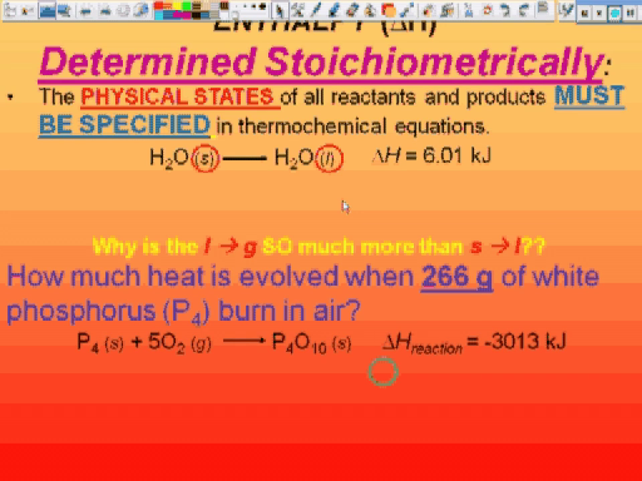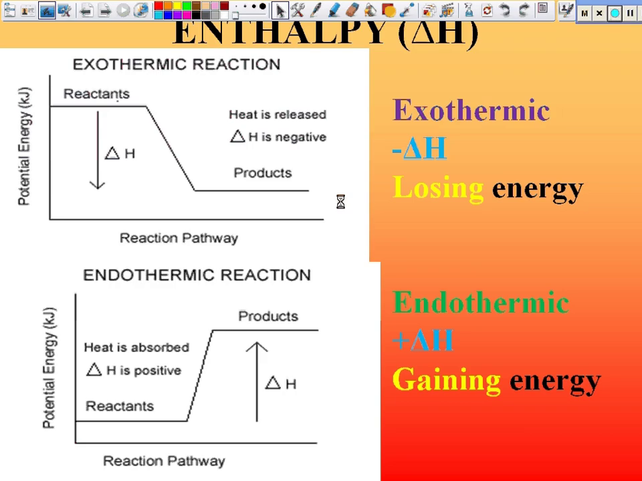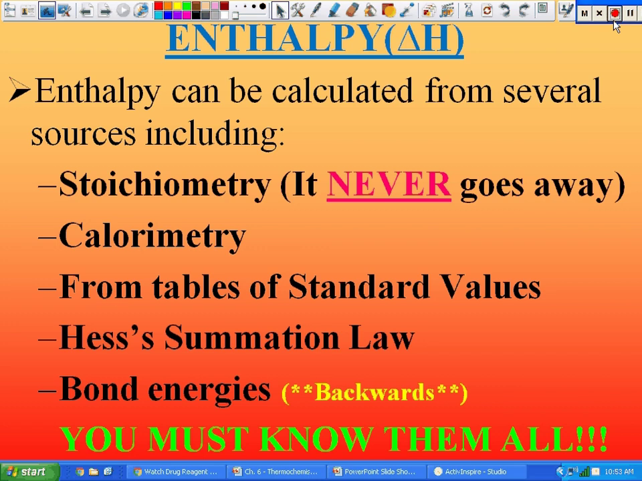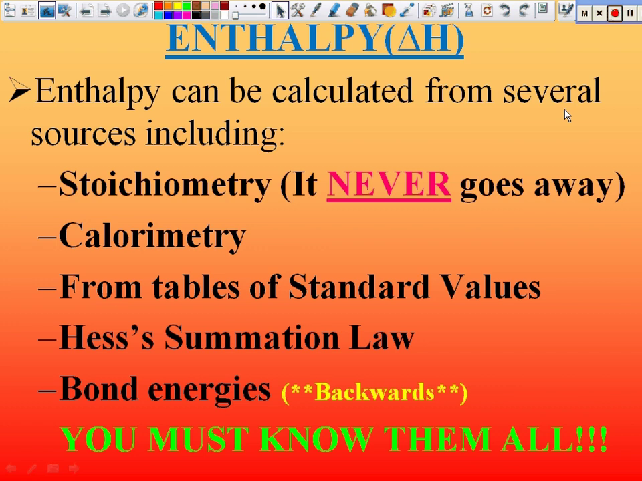All right, so I'm actually going to go back a slide or two real quick. Yesterday I showed you this slide right here. I told you there are 5 ways to calculate delta H. Remember, calculate means to quantify, right? No, this is actually really important. So again, this means to quantify. Today we're going to try to get through at least 2 of them: stoichiometry and calorimetry.